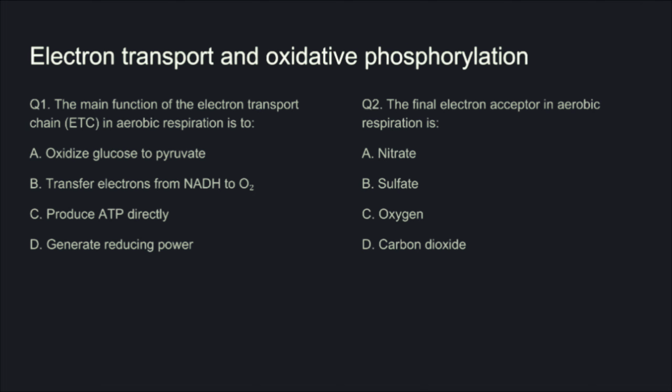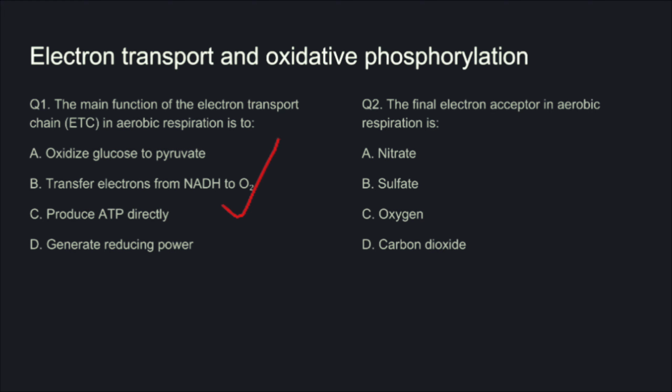Now the next topic is electron transport and oxidative phosphorylation. First question in this: the main function of the electron transport chain, that is the ETC, in aerobic respiration is to A. Oxidize glucose to pyruvate, B. Transfer electrons from NADH to O2, C. Produce ATP directly, D. Generate reducing power. So option B is the correct answer for this question.